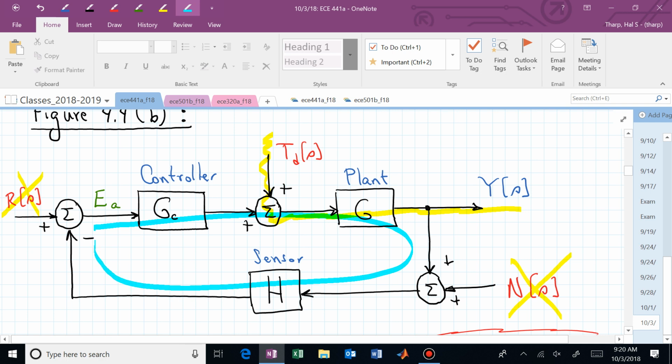That's not too hard either, is it? Just remember to keep track of the minus sign. That's just G sub C, G times H. Are we clear about paths and loops?